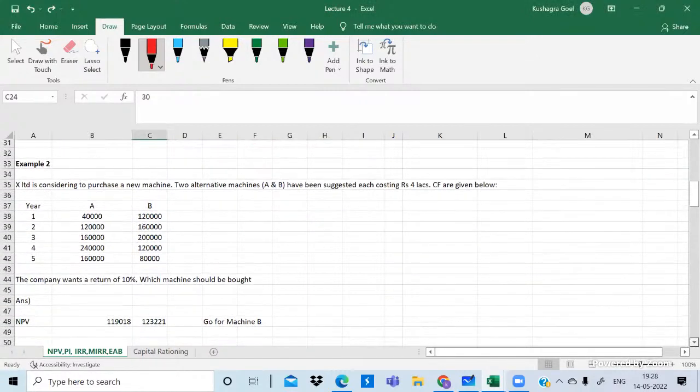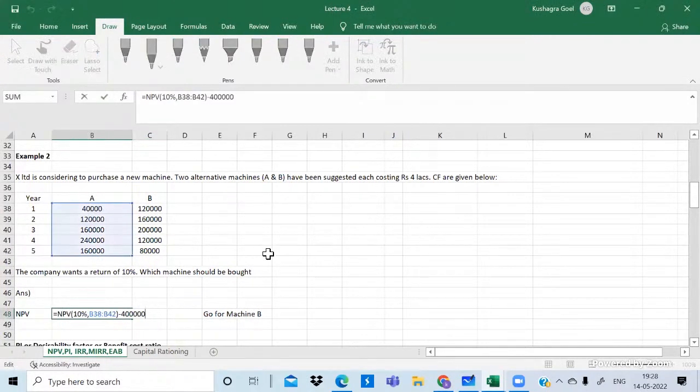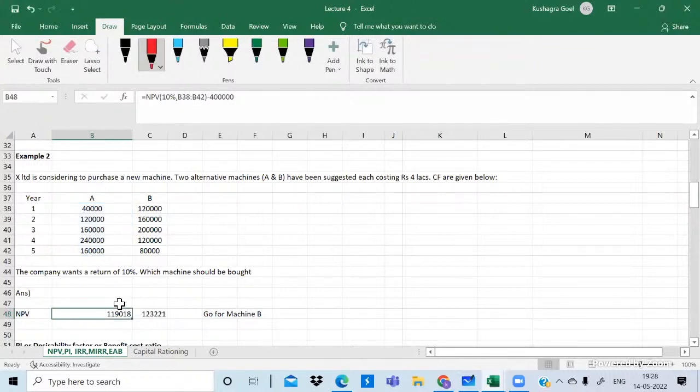I've already solved it. You've got the solution over here. Again, I'll directly use equal to NPV. What is my rate? My rate is 10%. So I write this rate of 10%. Then I select all the values from the first year to the last year. So I'll get the present value of these inflows, but I also need to deduct my outflow. What is my outflow? My outflow is 4 lakhs. So I've deducted 4 lakhs. I'll get the NPV from machine A, which comes to 1,19,018 rupees.